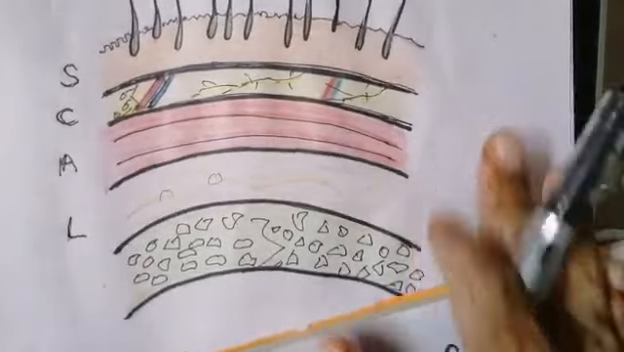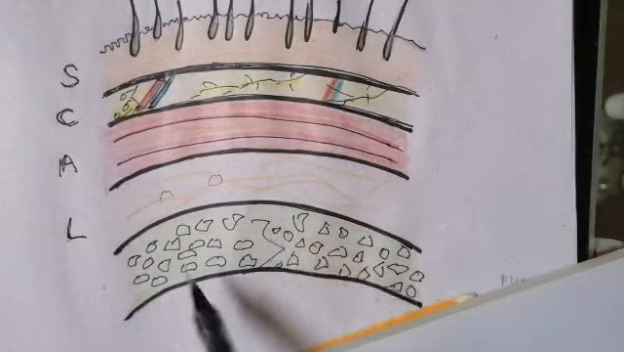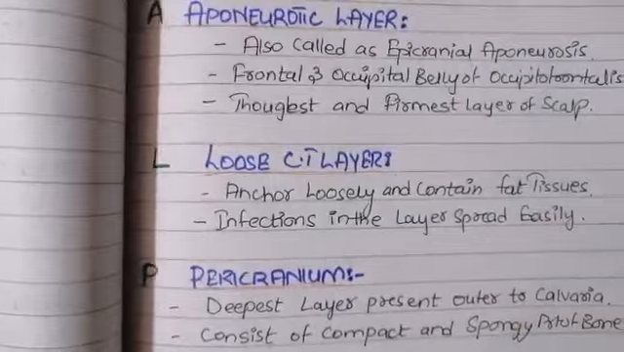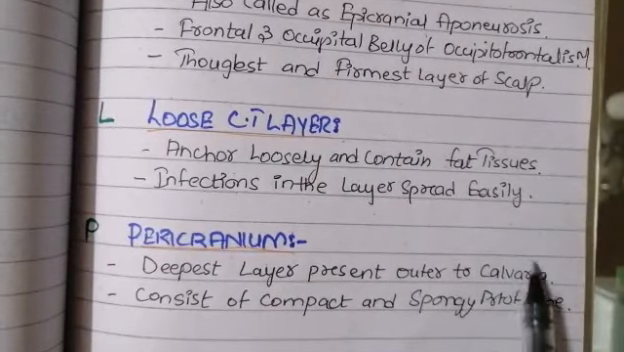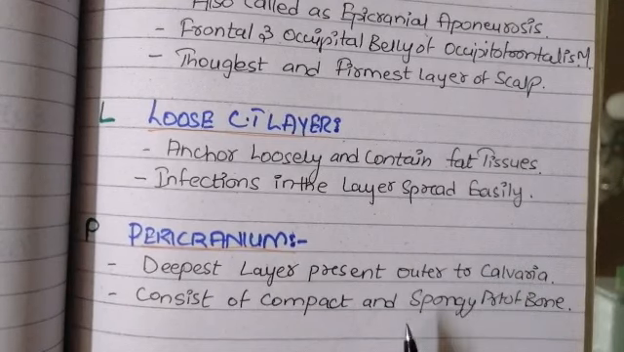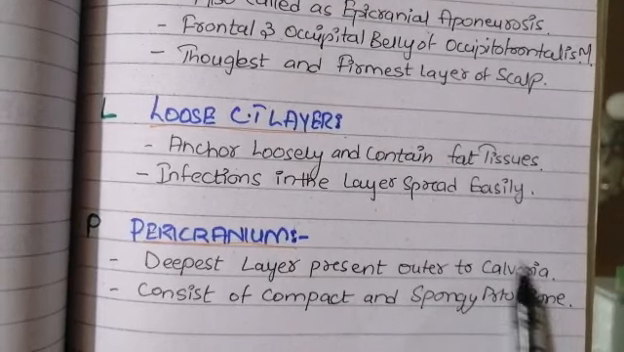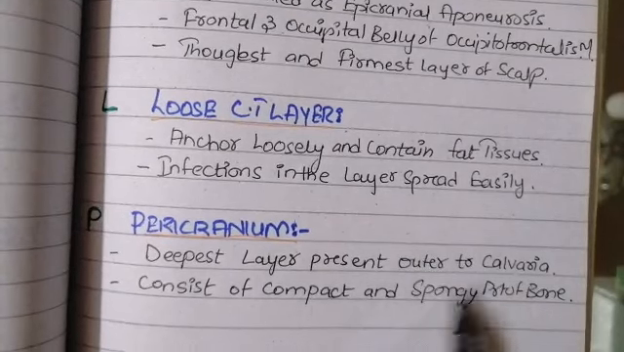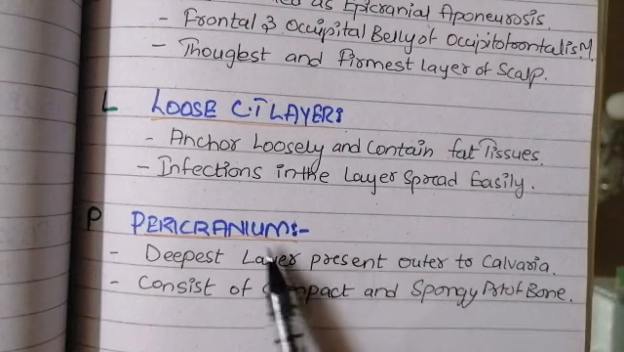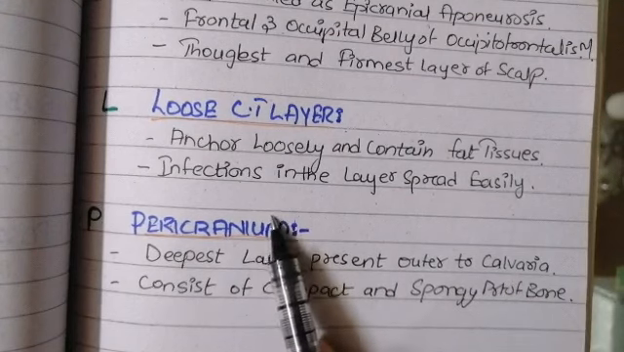The last one, that is the deepest layer, is the pericranium. The pericranial layer is the deepest layer, present outer to the calvaria, that is the bone of the skull that we see in the normal verticalis view. The upper part of the calvaria is formed from the frontal bone, the occipital bone and the two parietal bones. Superior to this is the pericranial layer of the scalp.